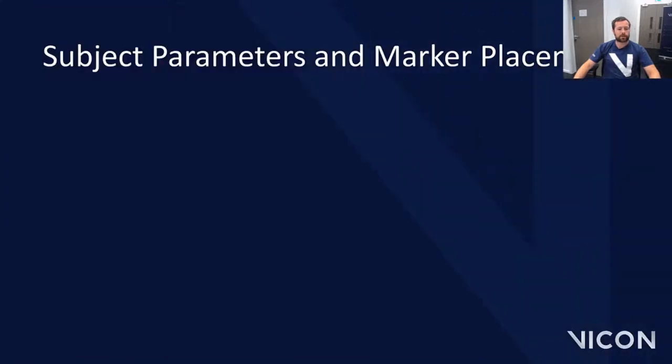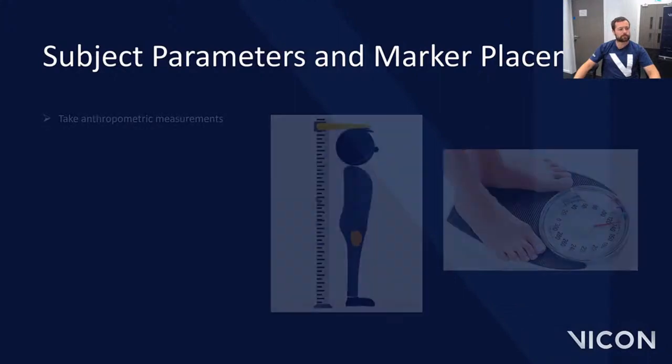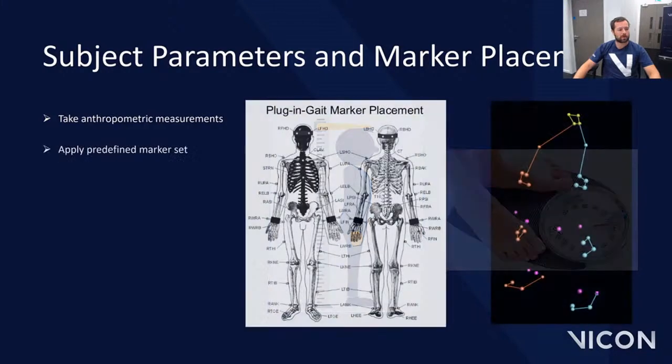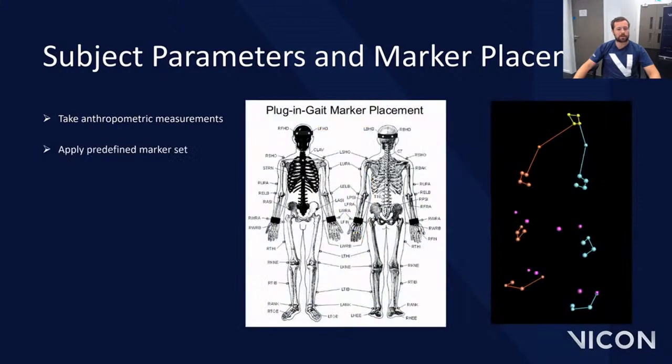Now that the system is ready, we need to prepare our subject. This includes taking anthropometrics, such as height, body mass, leg length, knee width, ankle width, and so on, and applying a predefined marker set. Here we have the plug and gait marker set, which will be used for gait analysis. Custom marker sets can also be applied, such as using clusters.